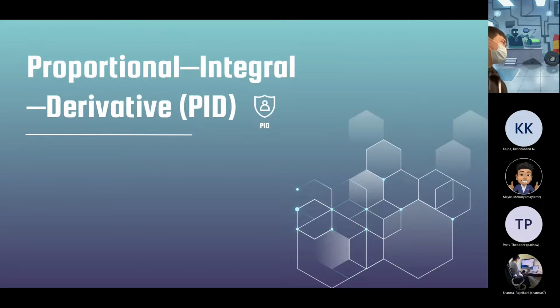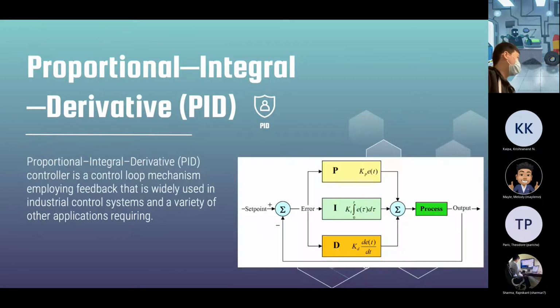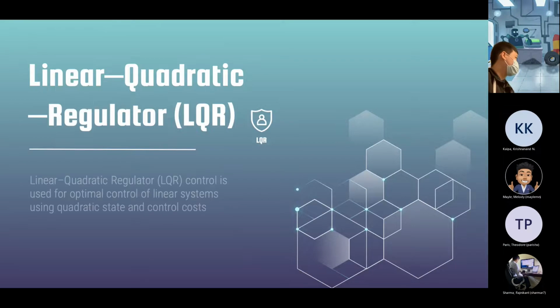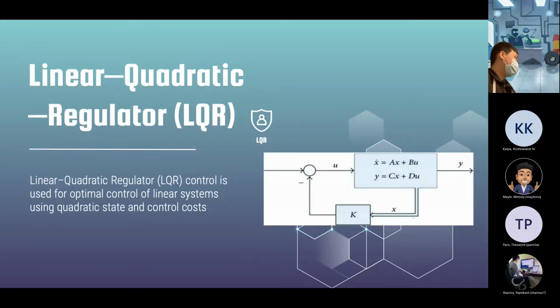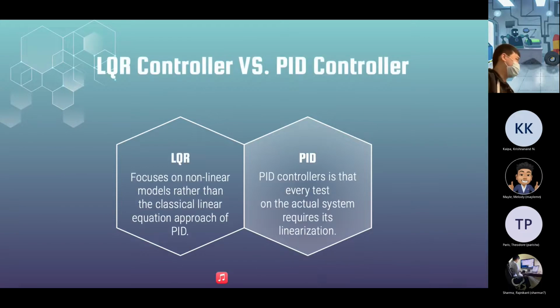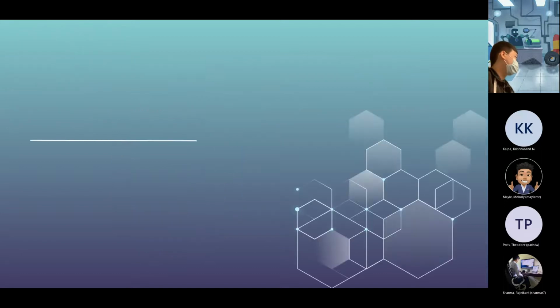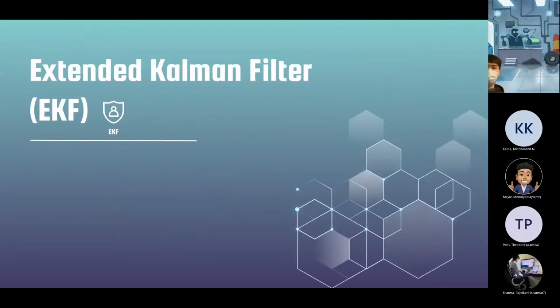So as we mentioned in class, we know about the PID controller. It's a control loop mechanism, and it's usually for linear systems. And the LQR controller is a closed loop, and we usually use it for nonlinear models rather than what PID does. So that's why we chose LQR for our code and for reducing the distance error in our project.